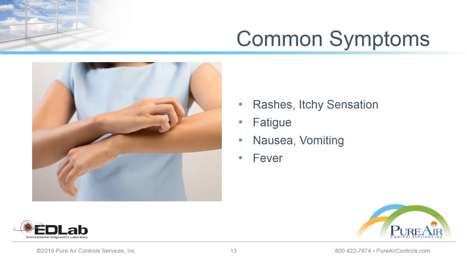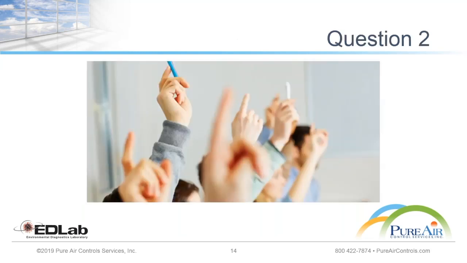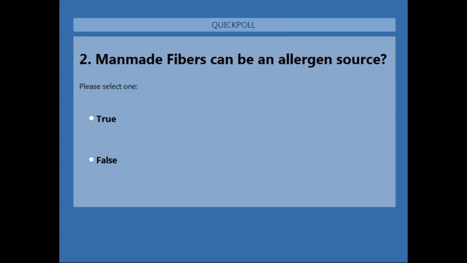Exactly. So that brings us to our second poll question, before we really dive into the indoor air quality aspect of how these allergens are distributed and where they are found in a building. We will launch this question. It's an easy one. What we are talking about here is that man-made fibers can be an allergen source. So that's a true or false question. Man-made fibers can be a source for allergens.